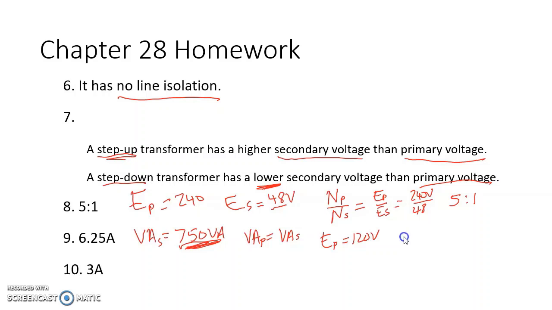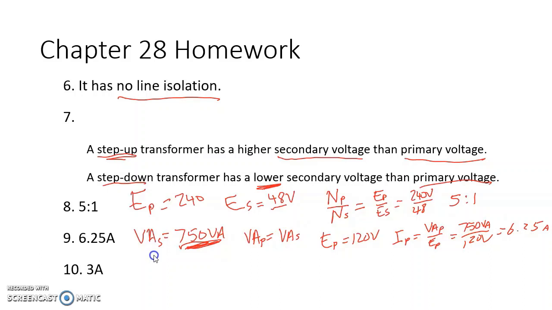Now we basically have to use Ohm's law. I'm not going to go through all the algebra here, but the primary current equals the primary volt amps divided by the primary voltage, which equals 750 volt amps divided by 120 volts, which equals 6.25. Sorry for the bad writing here, guys.